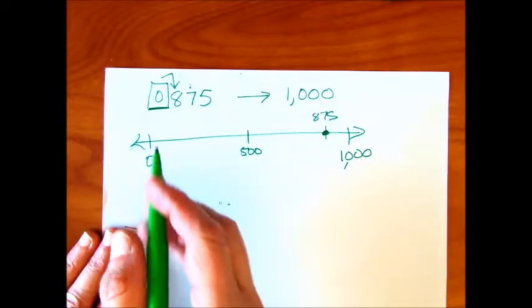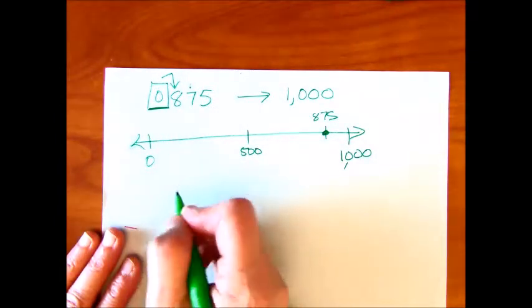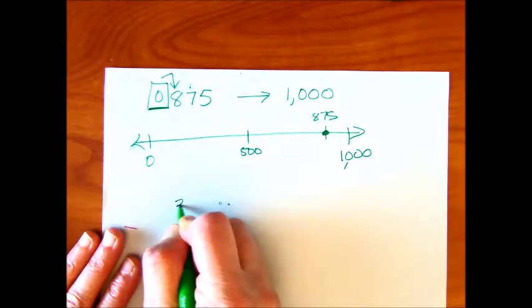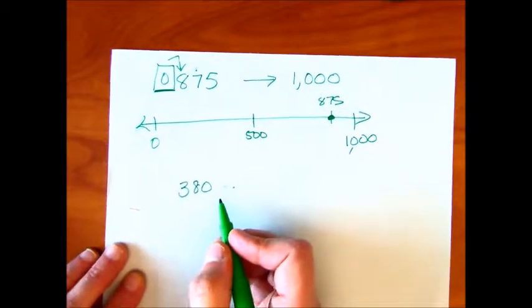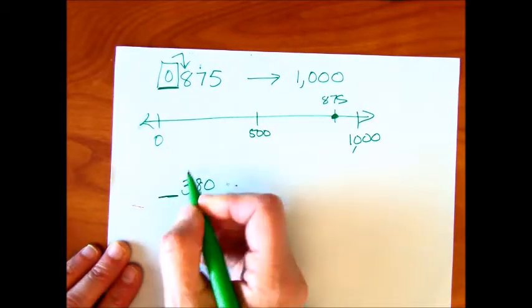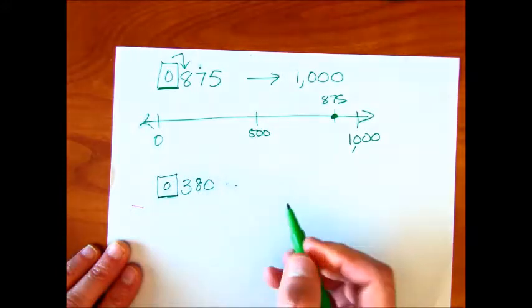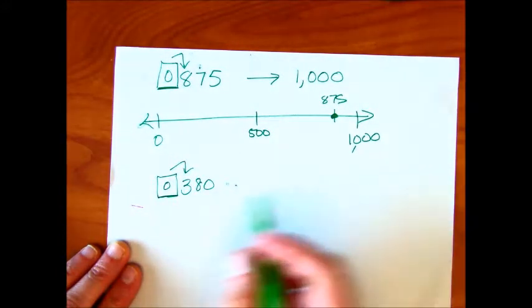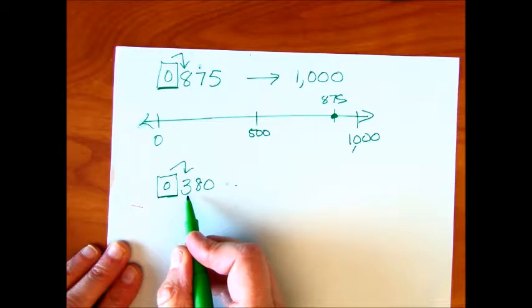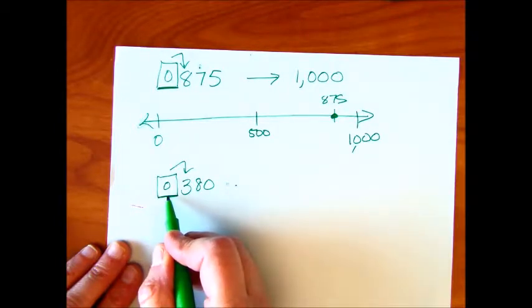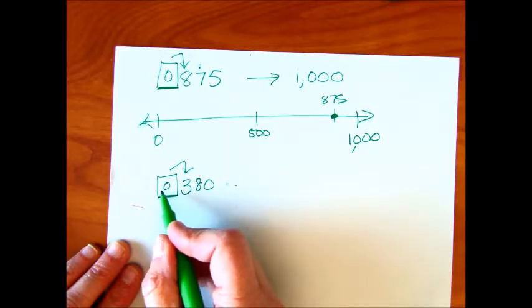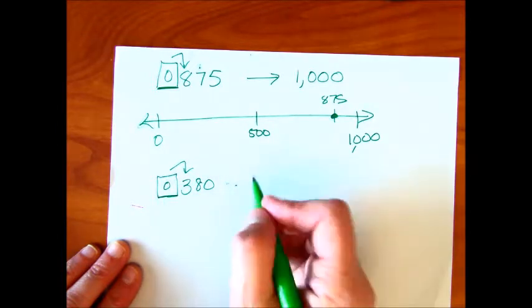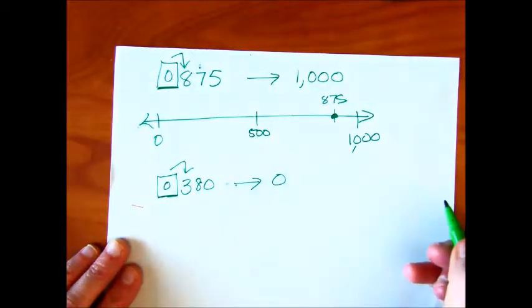Now, let's just do one more. What if we had something like 380, okay? And we're rounding to the nearest thousands place. Again, this is our thousands place. I'll put a 0 as a placeholder. I'm going to look over here. Well, that 3 tells me that I will not change this to a 1. I'm going to keep it. And so instead of writing 0380, I'm just going to say this is closer to 0 than it is to 1,000.